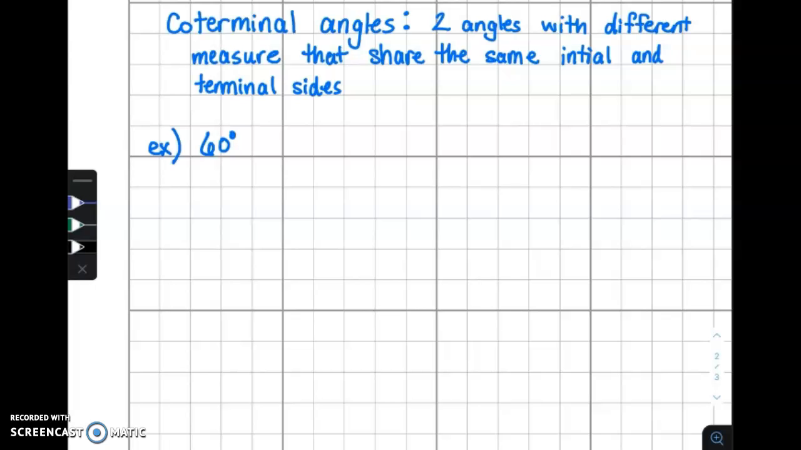Now we're going to talk about coterminal angles. Two angles with different measurement that share the same initial and terminal sides are called coterminal with each other. So let's assume we have an angle of 60 degrees.